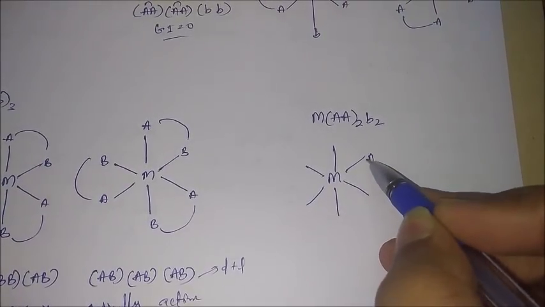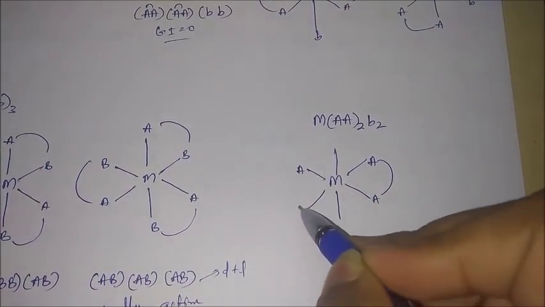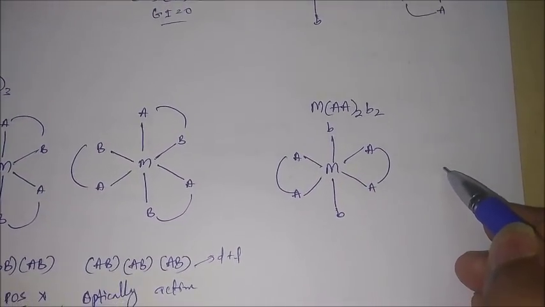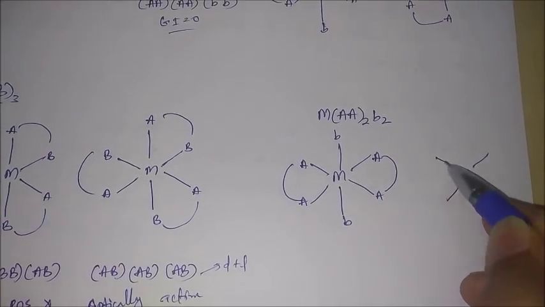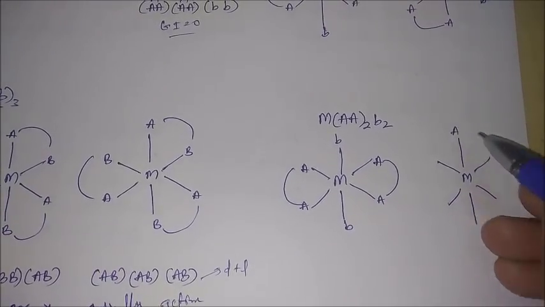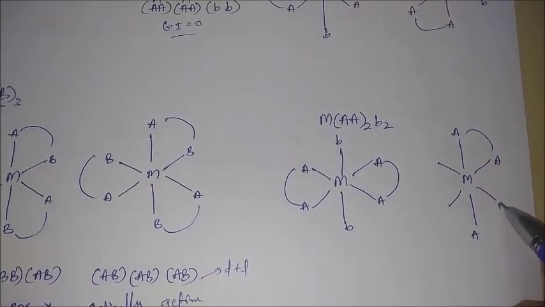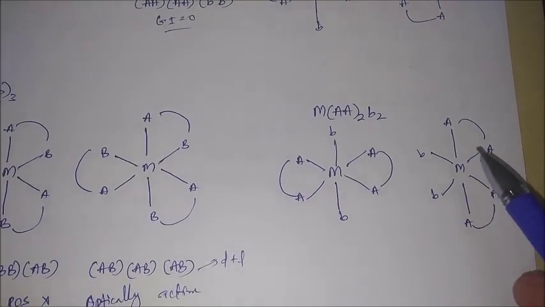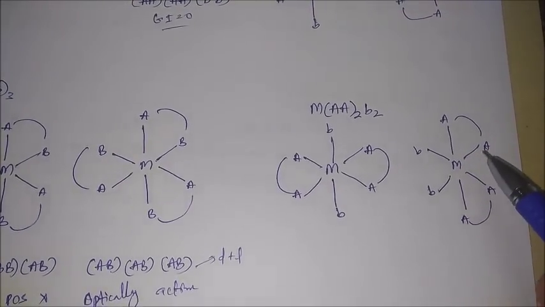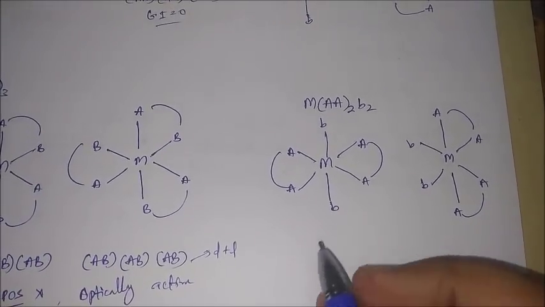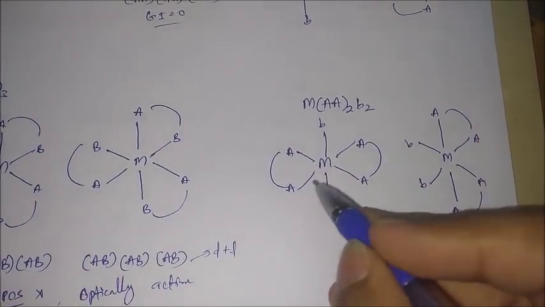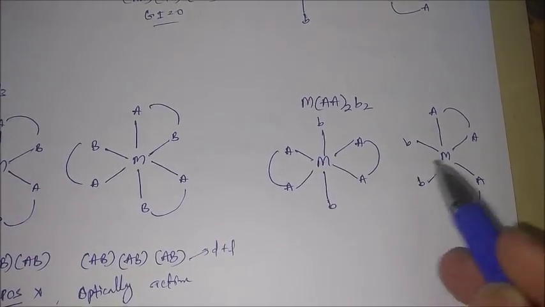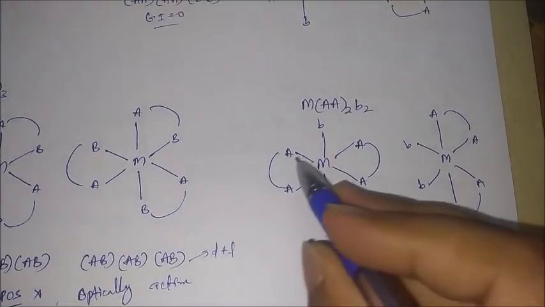If I draw, it will be AA, then BB. I can draw it like this, and one more way I can draw is MAA, AA and BB. Here I have taken these ligands on the axial and planar positions. If I ask how many combinations there are, just check whether you have drawn it correctly or not. If both come out different, then you have different combinations. So just take the opposite one.